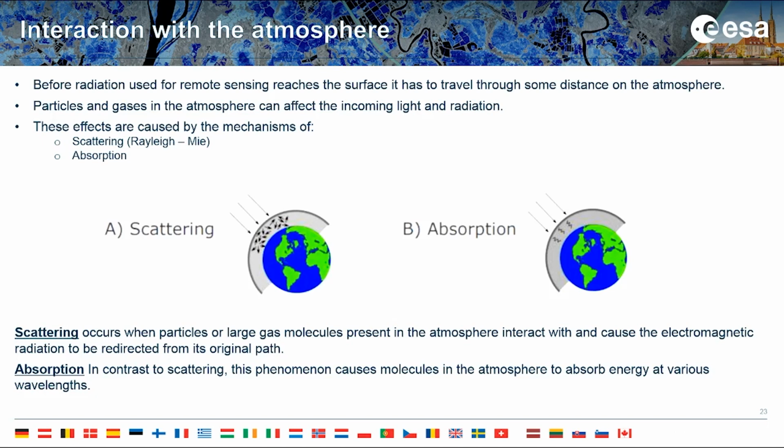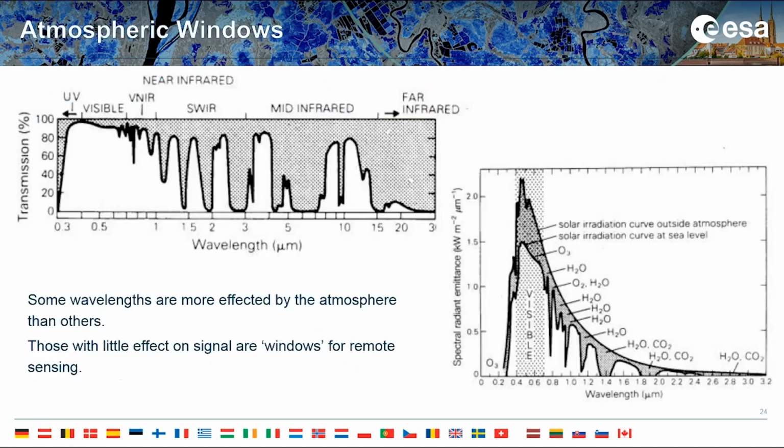This is the interaction with the atmosphere. We have the scattering and the absorption. The scattering occurs when particles or large gas molecules present in the atmosphere interact with and cause the electromagnetic radiation to be redirected from its original path. And the absorption causes molecules in the atmosphere to absorb energy at various wavelengths. So we have to compensate these atmospheric effects.